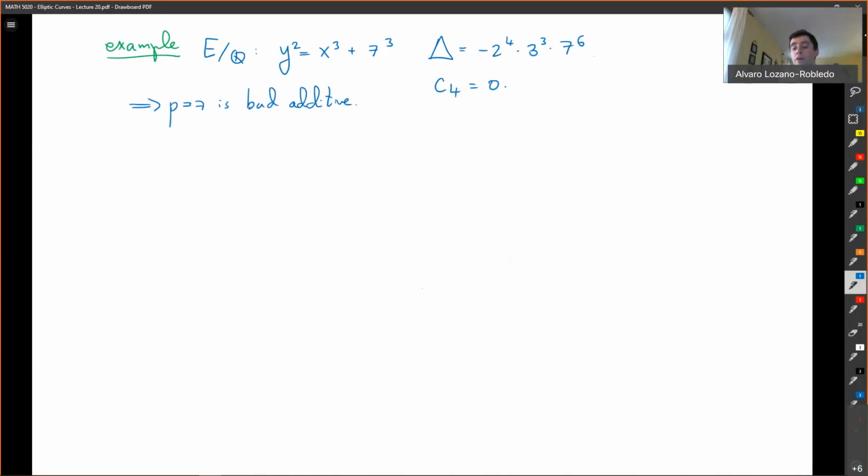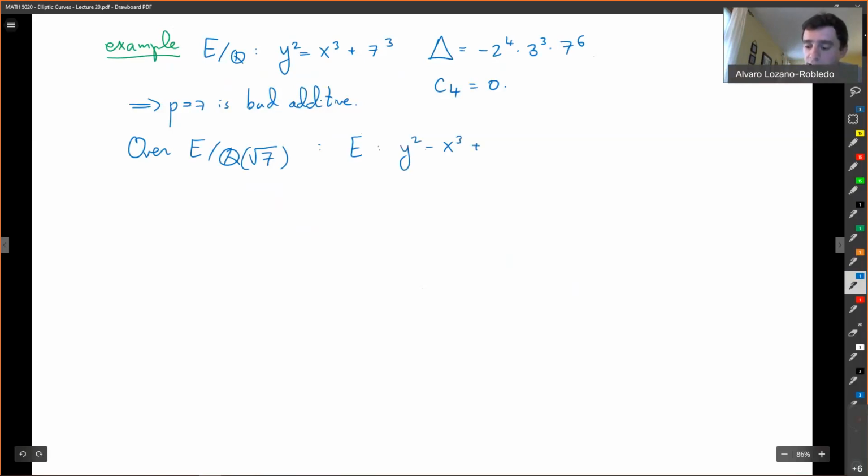Okay, but you can see that this is minimal, but if I went up to adjoining the square root of 7, now 7 cubed is a 6th power over Q adjoining the square root of 7. So what happens if I consider my elliptic curve, instead of over Q, in an extension of Q? In this case, E is now y squared equals x cubed plus the square root of 7 to the 6th power. But now I know that I can do a change of variables to get rid of that square root of 7. So now this is not minimal.